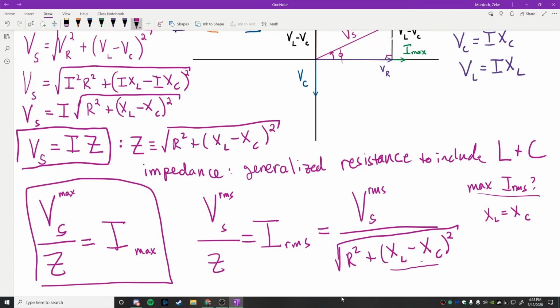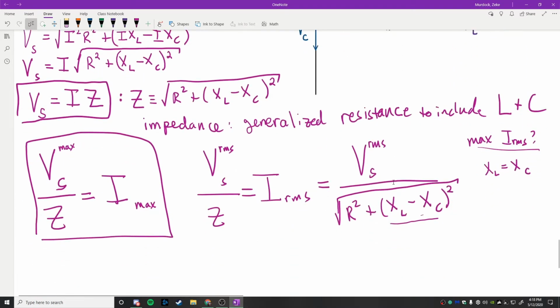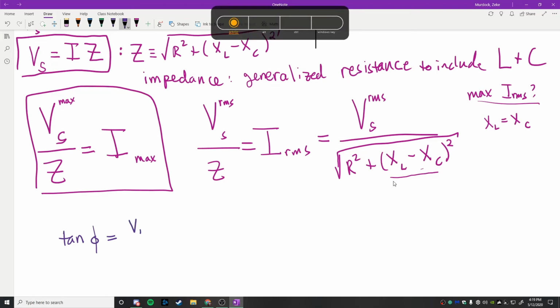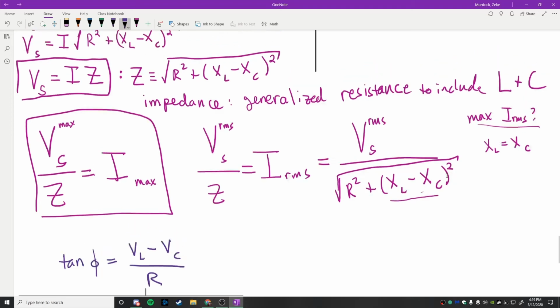And there's one other thing we need to calculate here that we're going to need for this type of system. We also need to calculate this quantity right here, phi. And that's relatively easy to do. We can make the statement in our picture right there. And I'll draw it down here. That basically the tangent of phi is equal to VL minus VC divided by R.